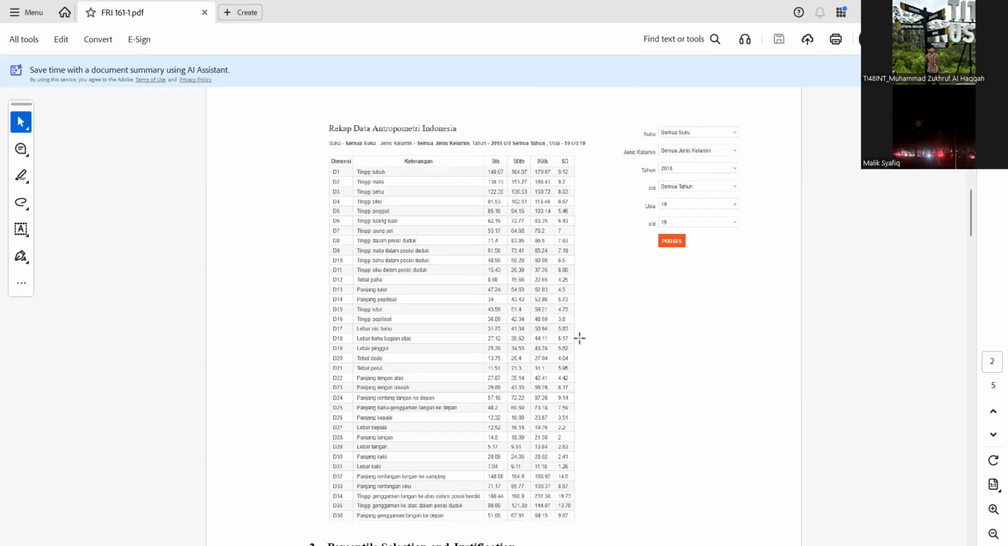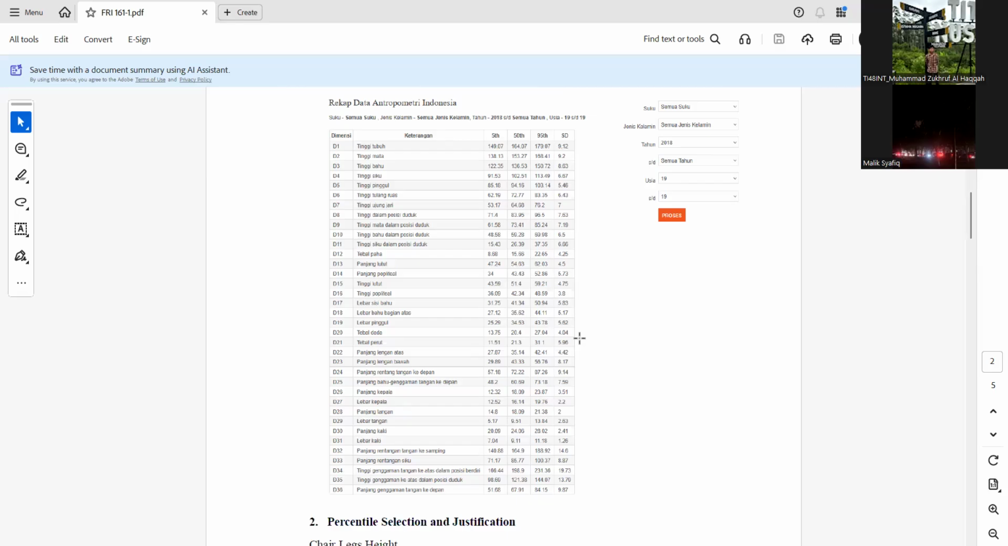So this is the data that we use. As you can see, this is the evidence. We are using data from the Rekap Data Anthropometri Indonesia, and as you can see, the age range and also the year are all there.